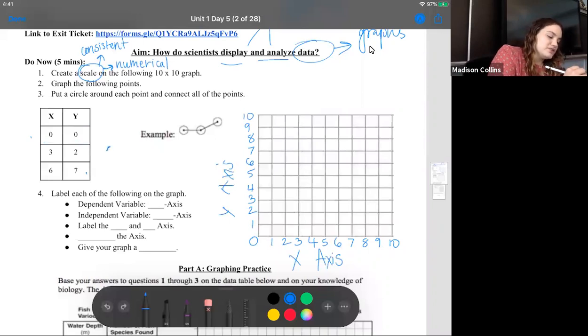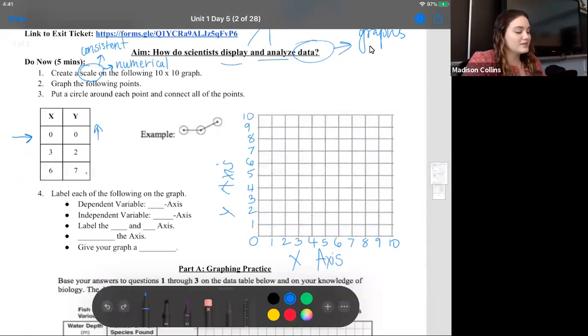For each of these, you're going to go over to the right on the x-axis and up on the y-axis to graph each of these points. Our first one is the point (0, 0), which means we're going to go over 0 spaces to the right and up 0 spaces on the y-axis. All of that is a fancy way of saying your point is going to be at the very bottom left-hand corner of your graph.